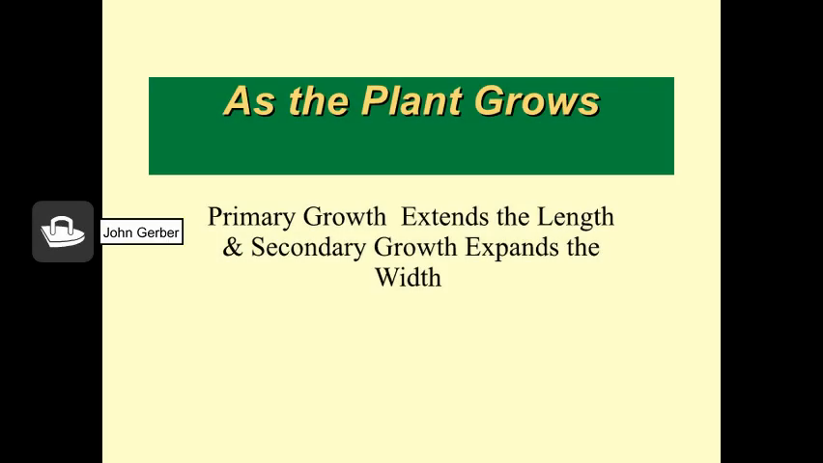Growth of the stem occurs in several directions. Primary growth, up and down, is from the two apical meristems. Secondary growth is increasing the width of the stem and comes from an internal meristematic region called the vascular cambium. Let's take a look at that.